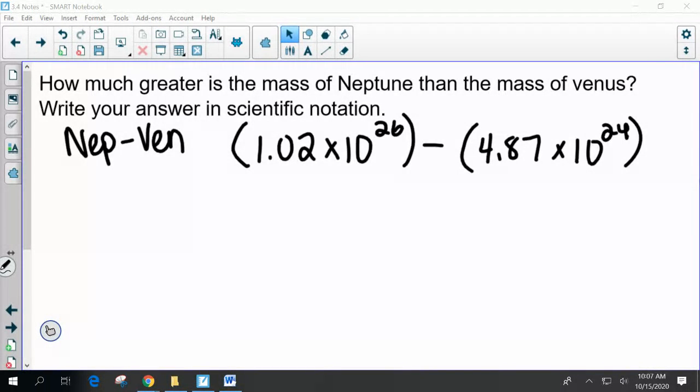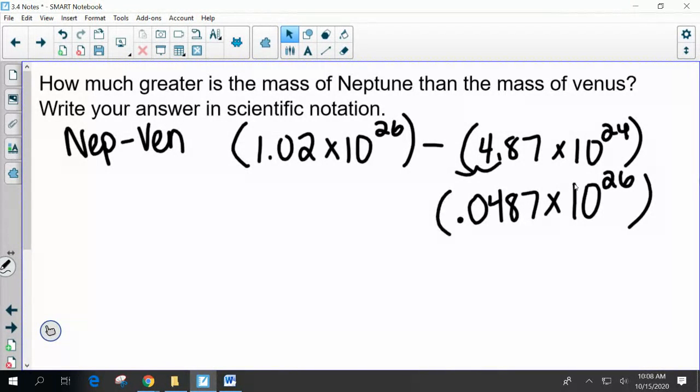Okay, so I have to get a common exponent to subtract. Again, I would make this 10 to the 24th go up to the 26. So it becomes 0.0487. If I added 2, I have to take away 2. How is it taken away? Moving left 2, like taking away 2 digits, 2 placeholders. Because if you make this number bigger, you make this one smaller.